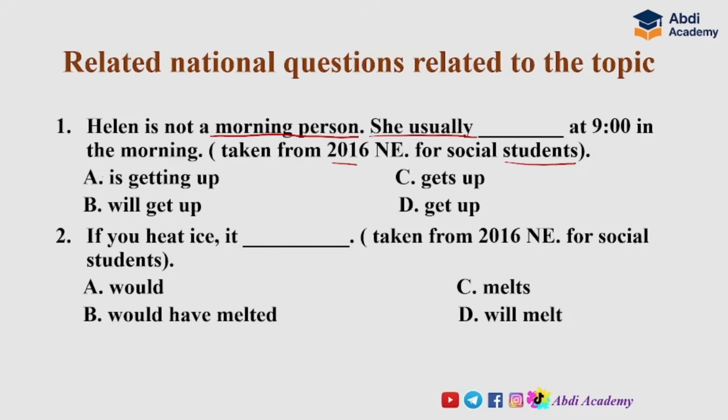So A is getting up, B will get up, C gets up, D get up. So the answer should be C, because the subject of this sentence is she. We need to add S on the verb get, so she usually gets up at 9 in the morning.